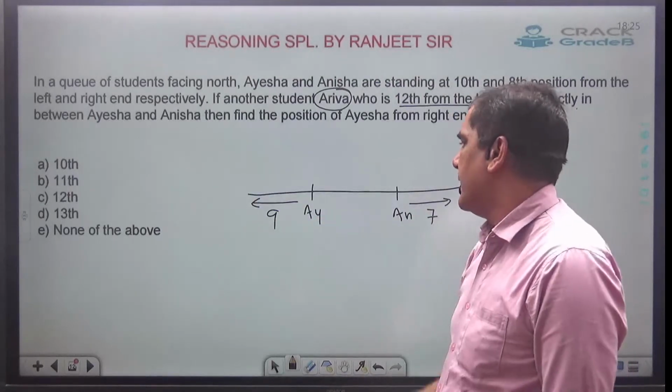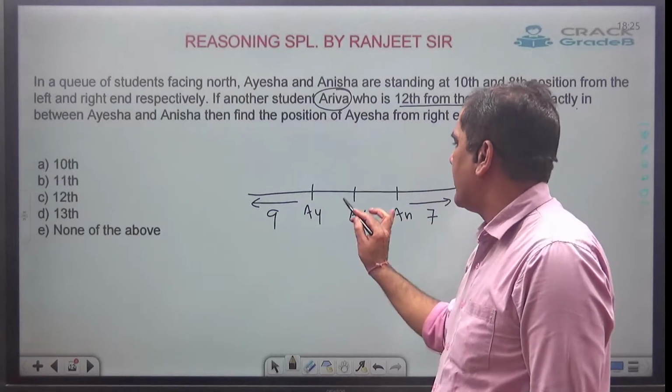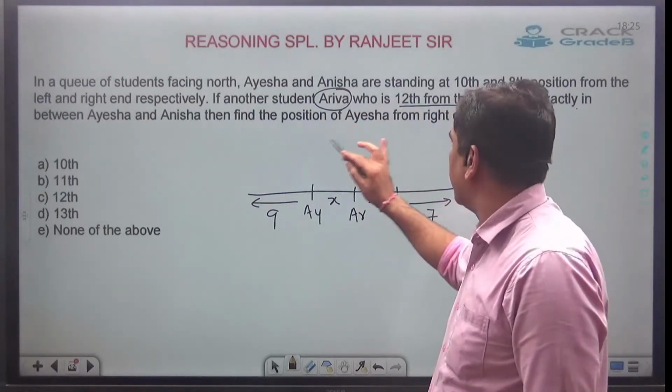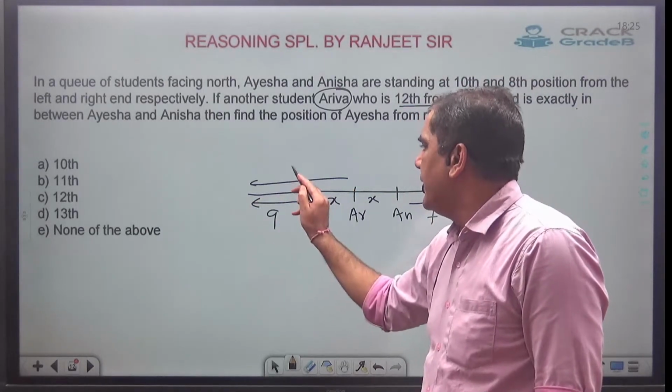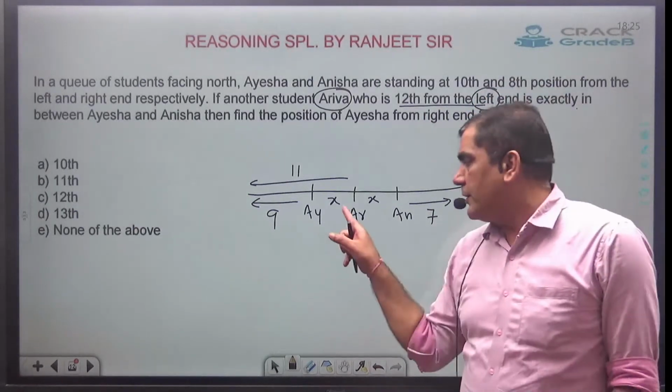Aisha and Anisha. So they have given Ariva is what? Exactly in between. Means what? Exactly this should be x and this should be x. And Ariva's position from left is given to be 12. So to the left of Ariva must be 11. Clear? Now my job is to find out the value of x.